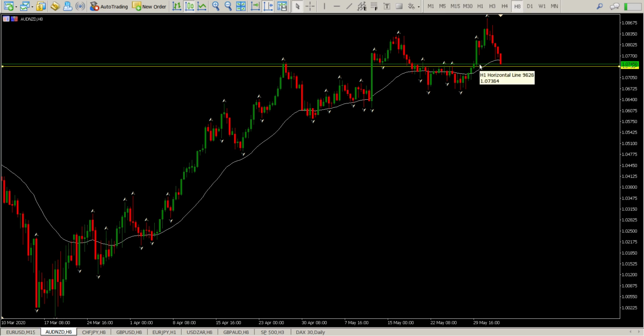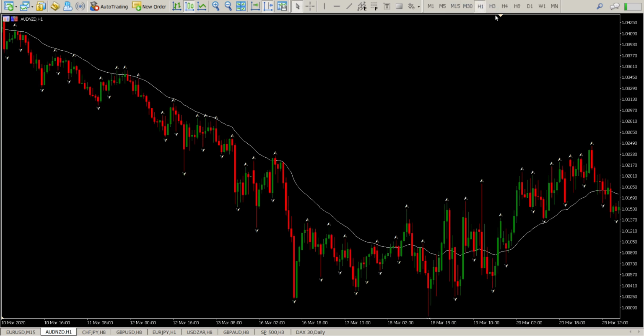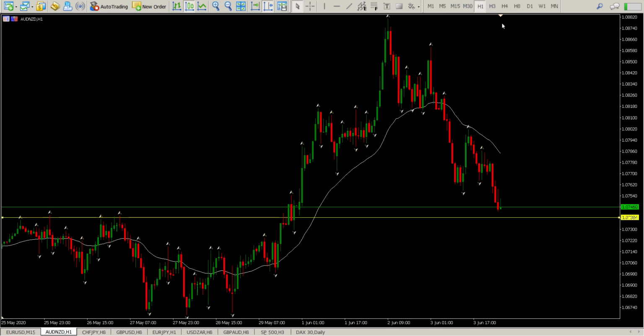Okay, Aussie dollar, New Zealand dollar. This is something which is interesting me. Firstly, we have a higher high. See, there's a high, there's a high. Okay, so that's a higher high. We are in an uptrend, a bit of a messy uptrend, but we're coming back into this area of support here. This area of support is 107,384.